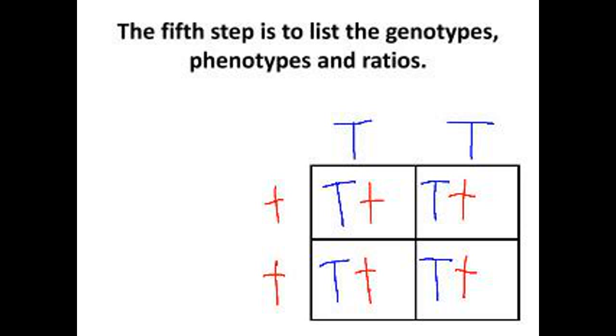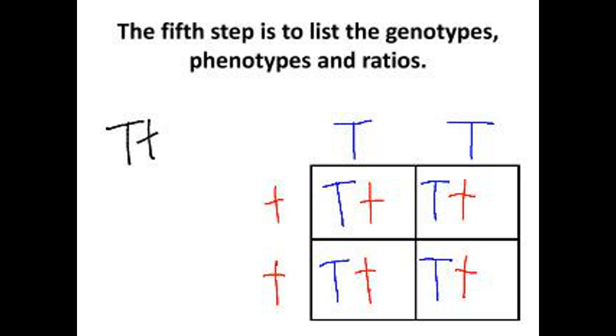Every box in the Punnett square tells you a possible genetic combination an organism may inherit from its parents. So copy each genotype that was formed in the boxes off to the side or below. In our case, we only have one genotype. This is the heterozygous, capital T lowercase t.